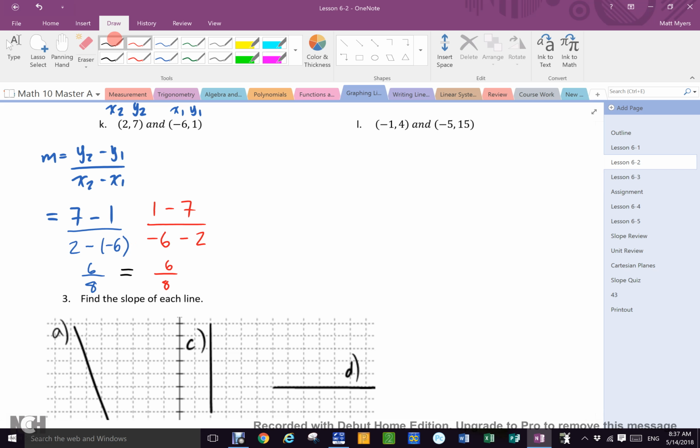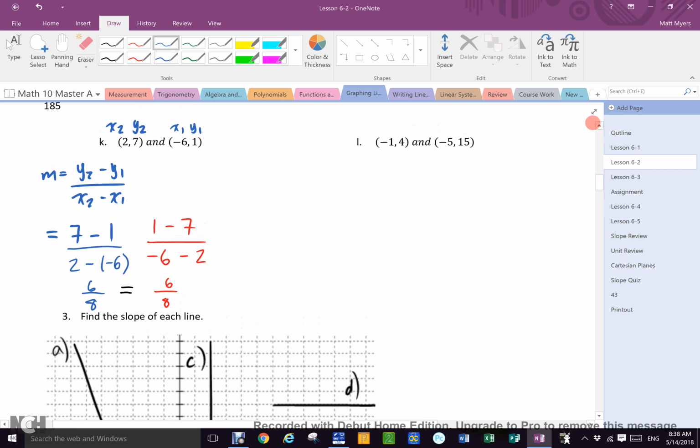I'll do both ways again. All right? I'll do in blue, x2, y2, x1, y1. And in red, I'll make this one x1, y1, and x2, y2. While you're working yours out, I'll do this so both ways show. You try yours, go.